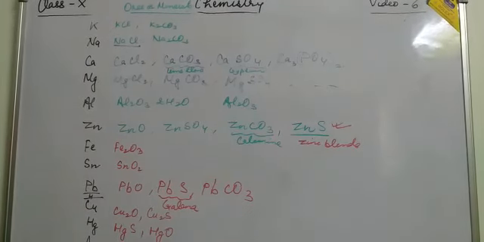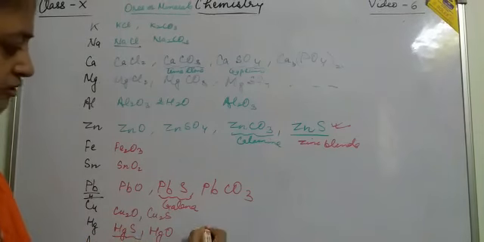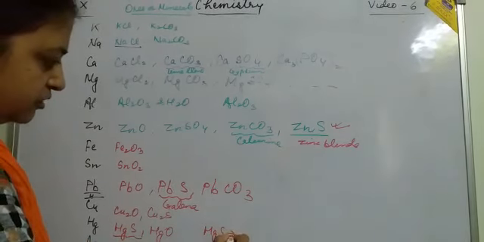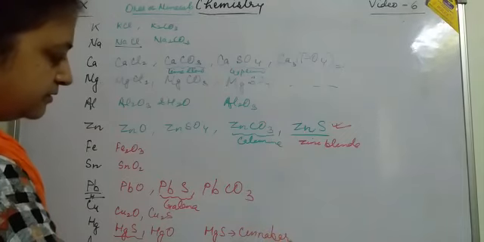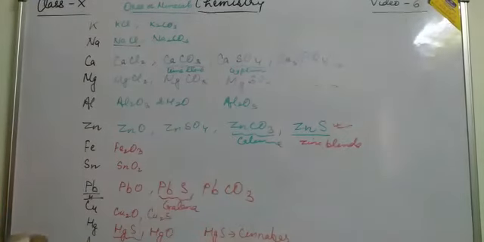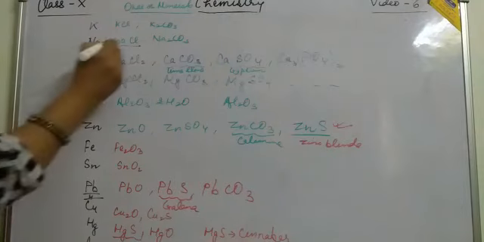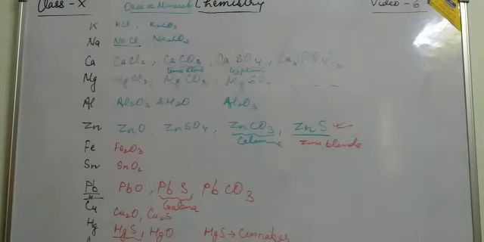These are the summary of different types of ores found in the earth's crust. This HgS is commonly called cinnabar. You must remember the names of some ores, like this is rock salt, and some are given here. So these are the different types of ores.